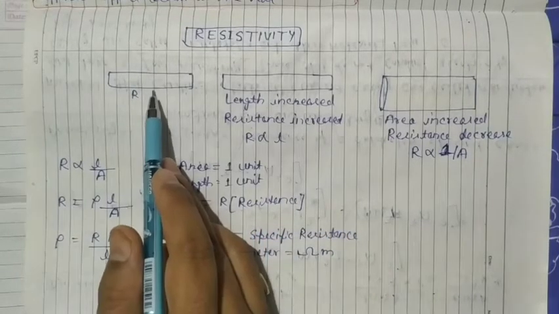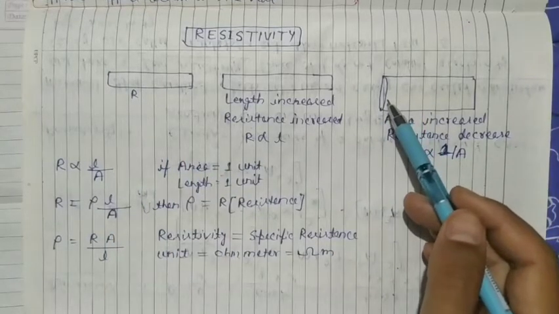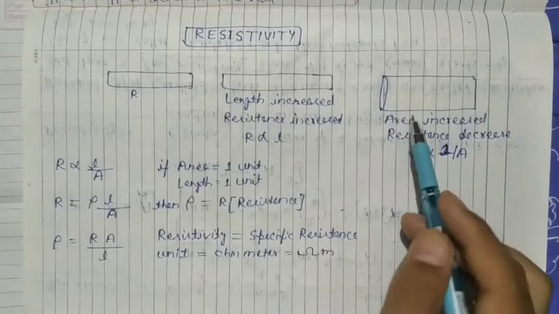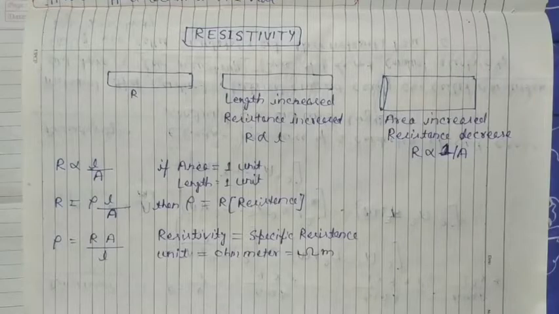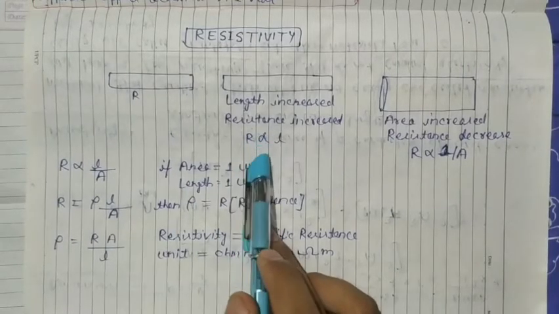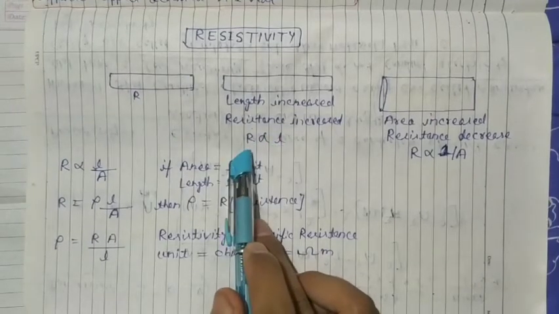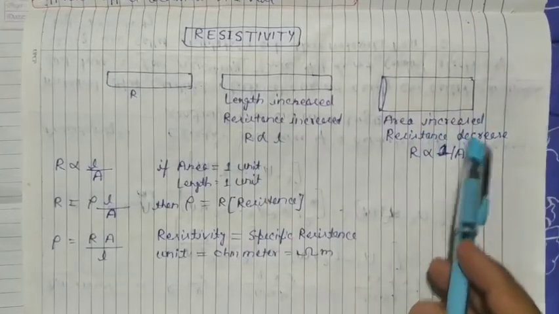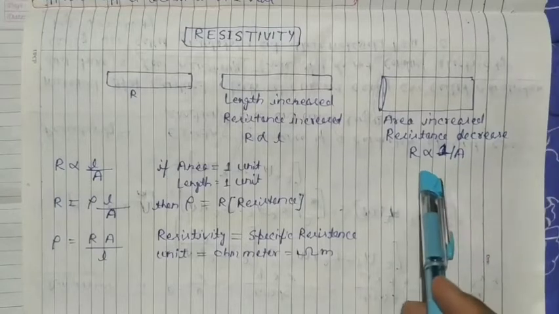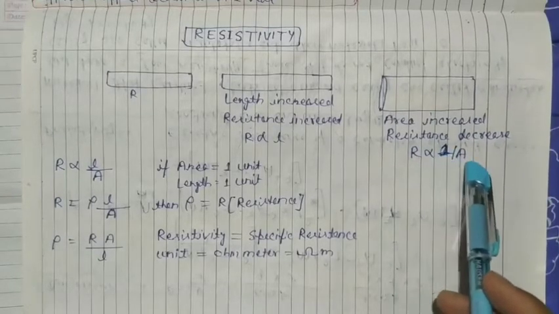For this conductor, we increase the area of cross section, the thickness, and we find that resistance decreases. Then we can write R proportional to L, length. Length increases, resistance also increases. Here area increases, resistance decreases. So R is inversely proportional to A. R proportional to 1 upon A.